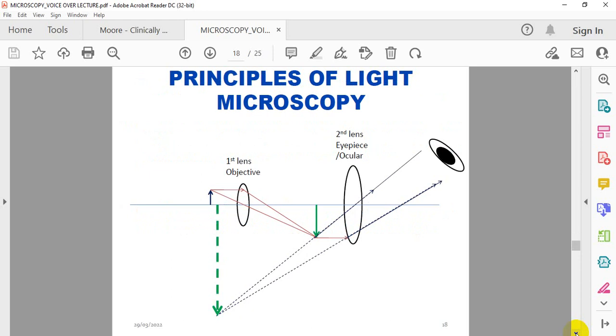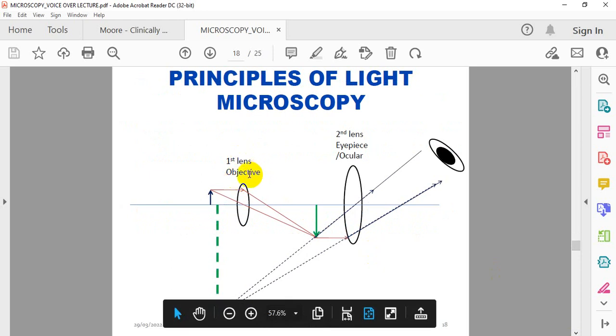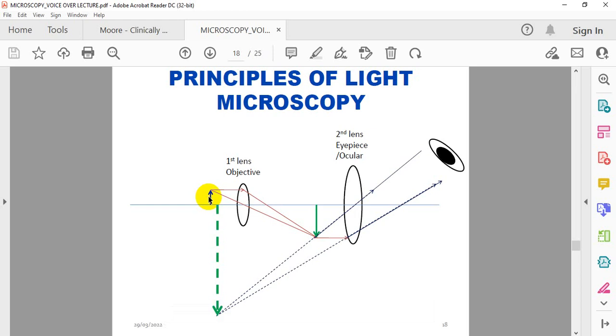So let's see. This is the first lens, that is the objective lens. You can see the specimen over here, which is focused. This is the principal axis of the lens. Then the perpendicular rays, the rays passing through the center of the lens, are not refracted, but the rays passing through the curved periphery are angulated.